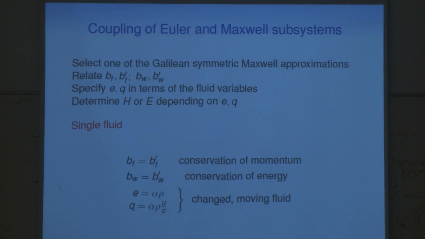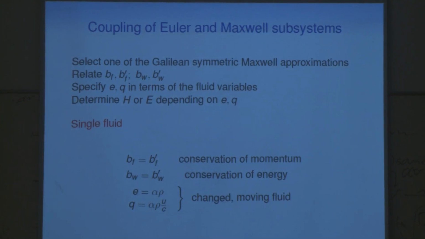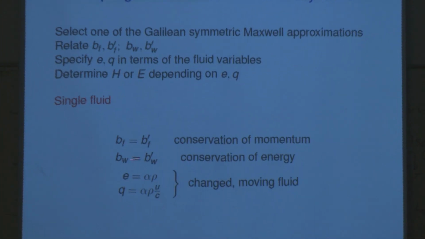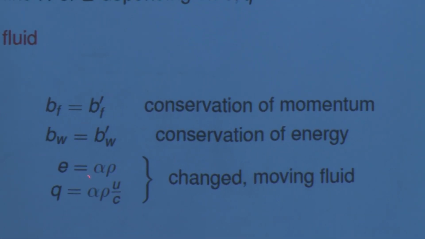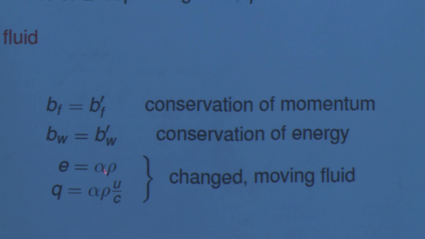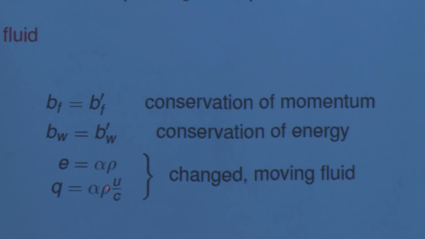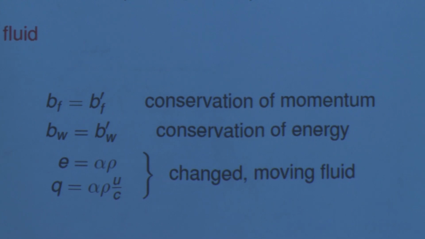For a single fluid, this is very easy. You just equate the force and the work that conserves energy and momentum. For a charged fluid, alpha is throughout the charge per unit mass, so we know the charge of the fluid and we know its current. We know the current, physics 101.